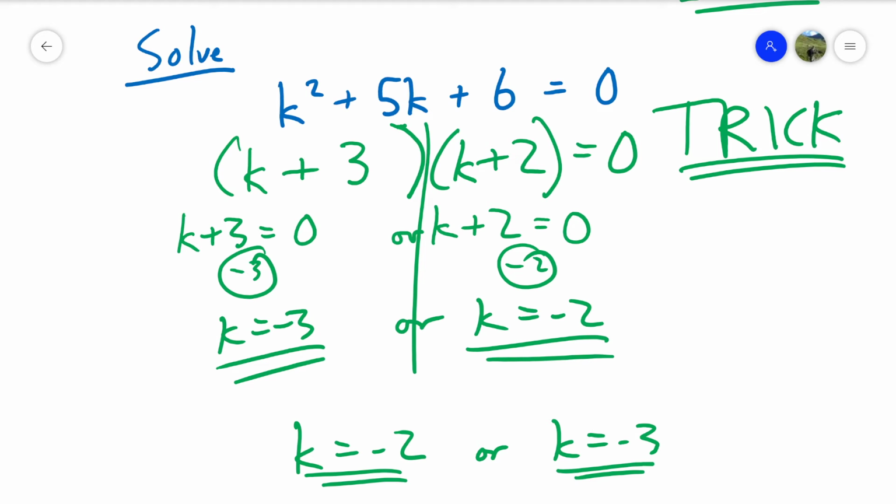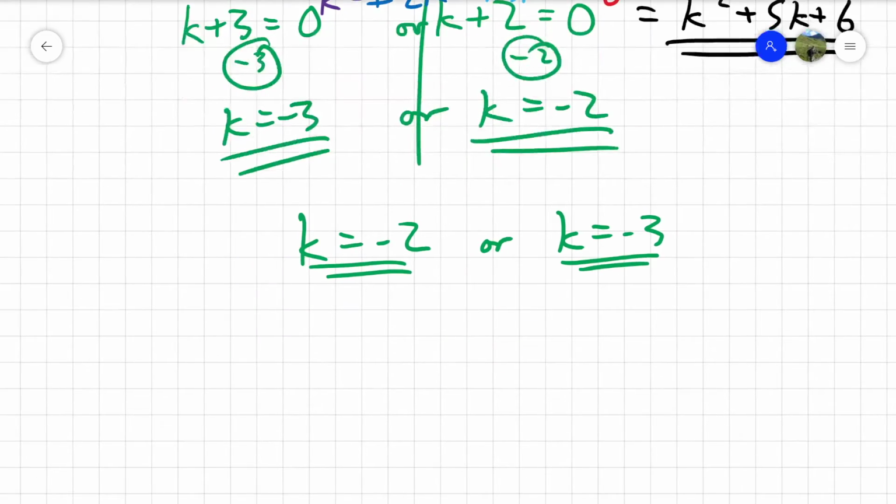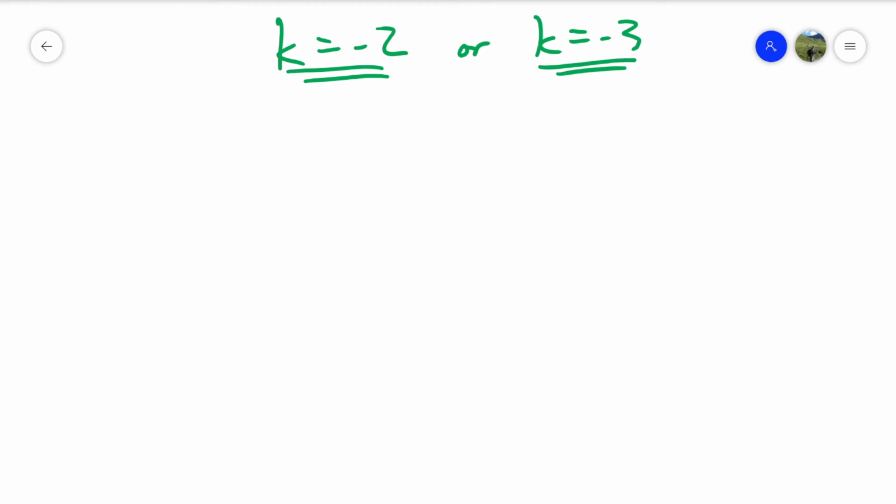Just briefly, because I'm sure that the occasional person is wondering, that is going to be k squared. That is 2k. That is 3k. That is plus 6, which works. k squared plus 5k plus 6. There we go. Yet another solve question.